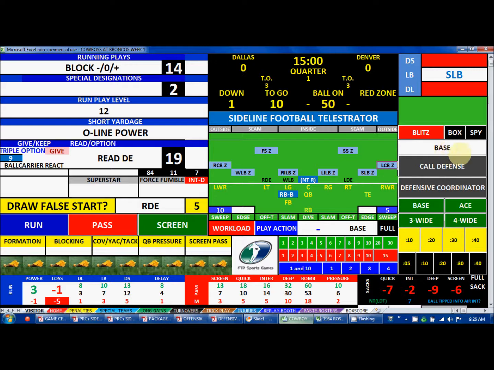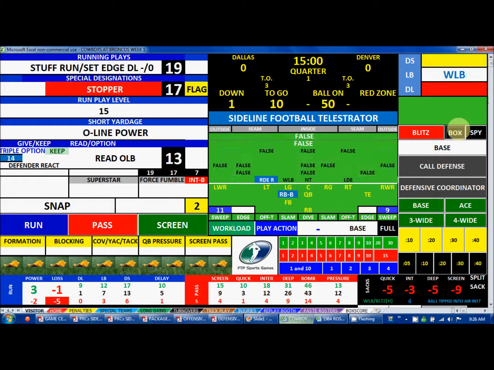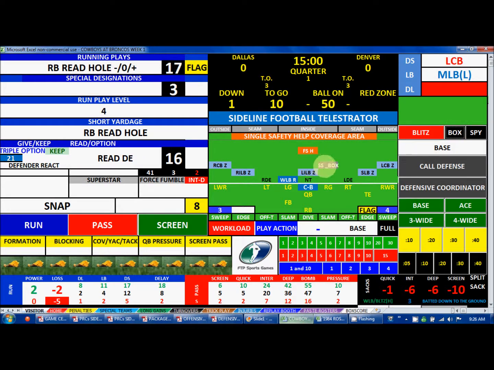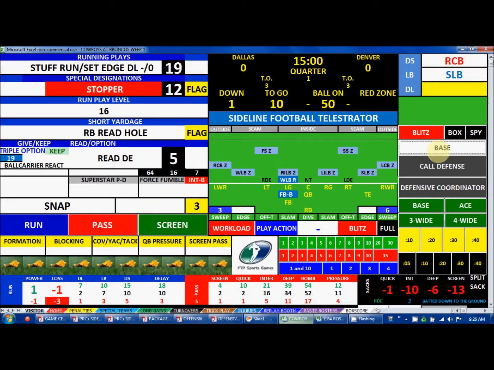As this changes, let's say we call for a box. Well, that puts the safety down into the box, and that's highlighted in gray, in the strong safety box. Now you'll notice that the free safety is in single safety help coverage area. Again, all of this is explained in great detail in the instructions for Sideline Football. So again, in this case, the weak side linebacker would provide a pass rush if it was called on in a pass play. Click it again.